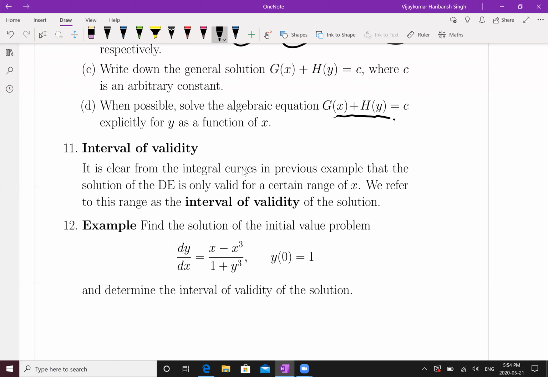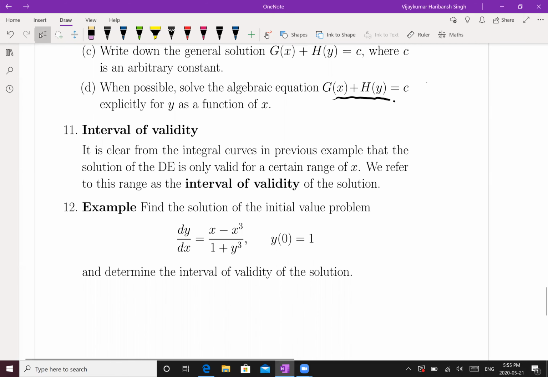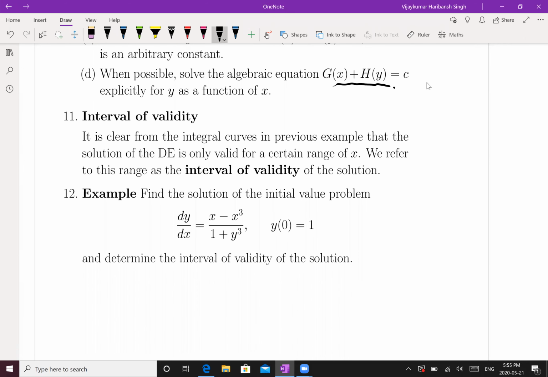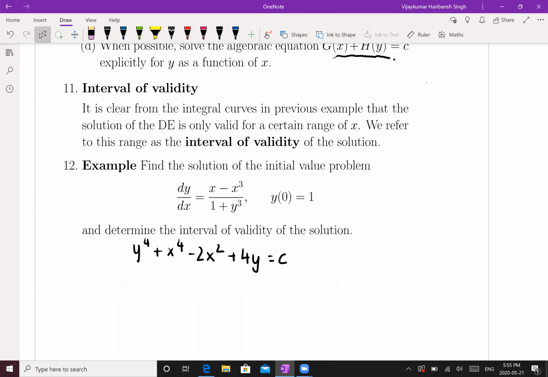We have already found the solution to this differential equation. The solution was y to the 4 plus x to the 4 minus 2x squared plus 4y equals some constant c. Now, to find this constant, we need an initial value, right? In this case, we are given an initial value as well: y of 0 is 1. That means when x is 0, y is 1.